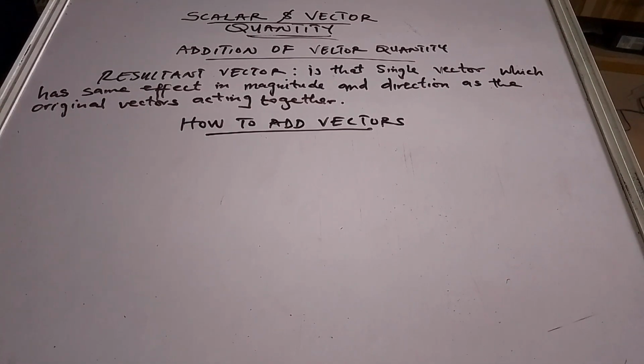Now let's look at how to add vectors. There are about 3 or 4 ways we use to add vectors. Depending on the direction of the vectors, we determine how we are going to add them. Let's look at case 1. The first case is when the vectors act in the same direction, like we have it like this.